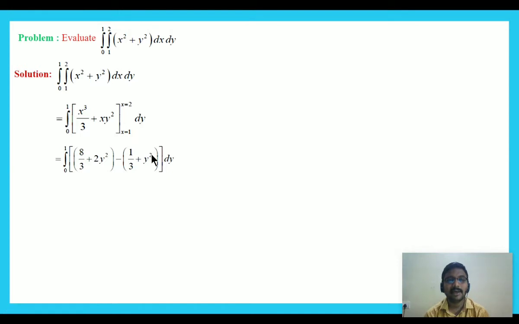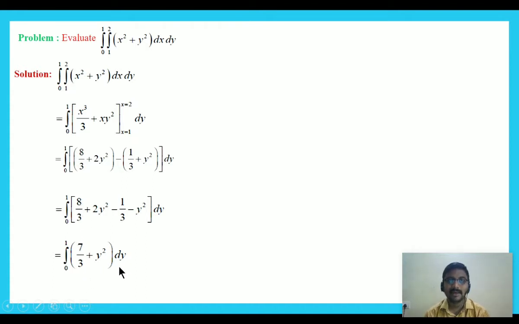Now simplifying, we will get minus into 1 by 3 is minus 1 by 3, and minus into y square is minus y square. But what is 8 by 3 minus 1 by 3? 7 by 3. And 2y square minus y square is y square. So now clearly the double integration is reduced to a single integration.